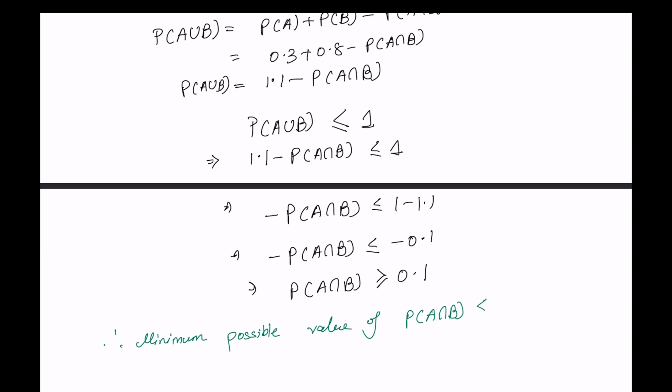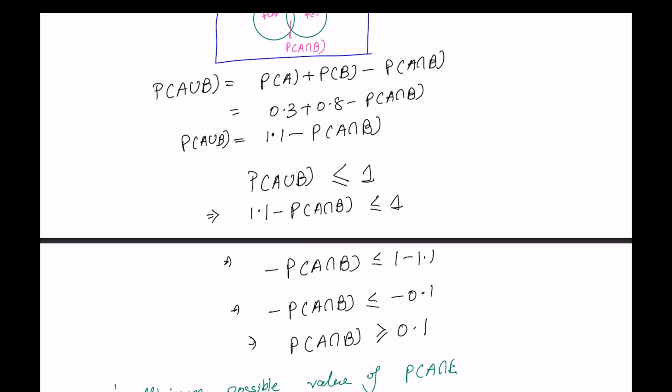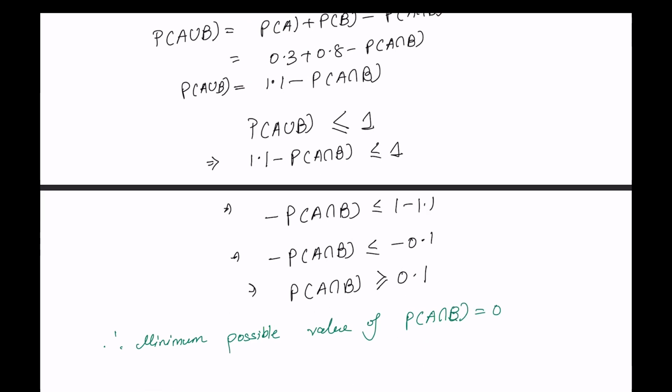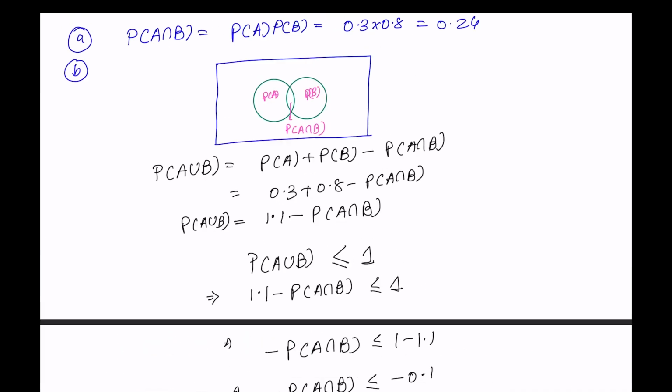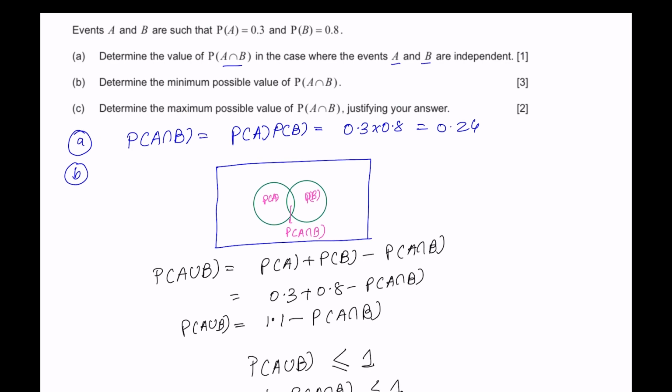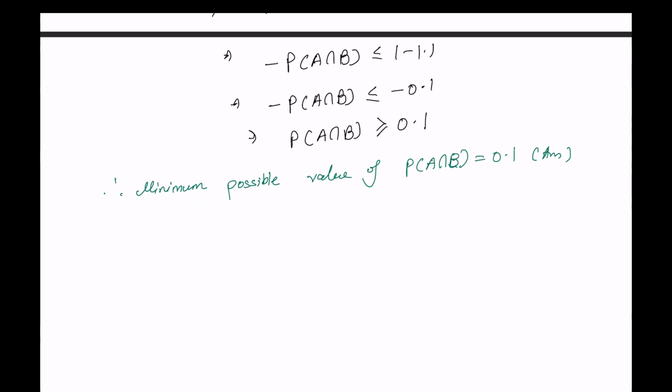Will be less than or equal to 0.1, is the answer. Now the last part is what is the maximum possible value of P(A intersection B). Again, this can be understood in terms of a Venn diagram. So the maximum value will occur when the event A lies inside event B.